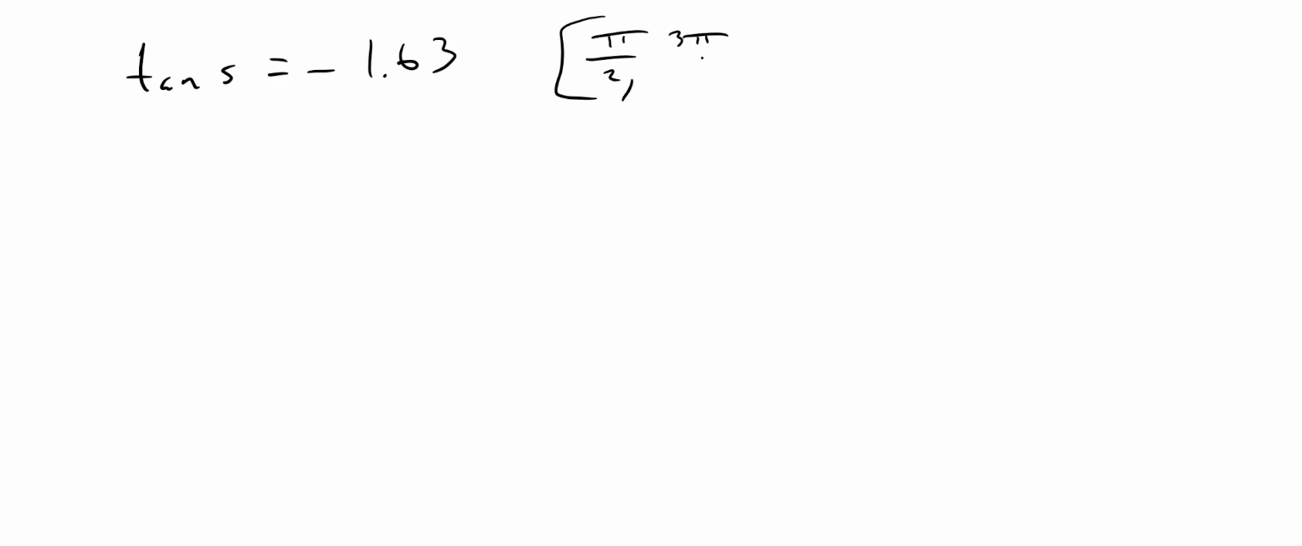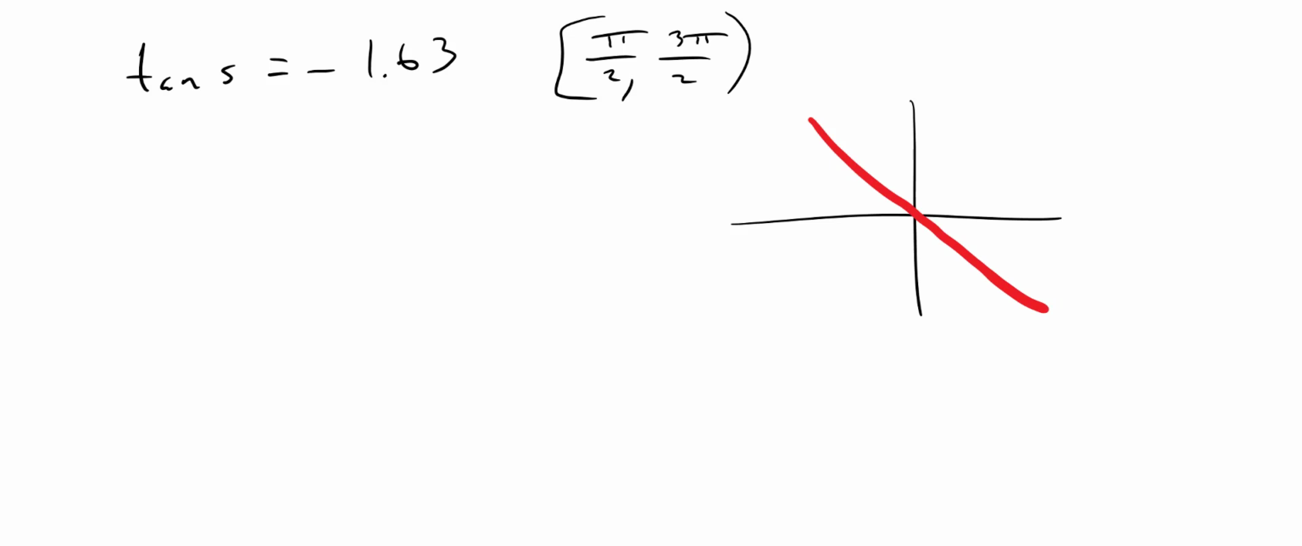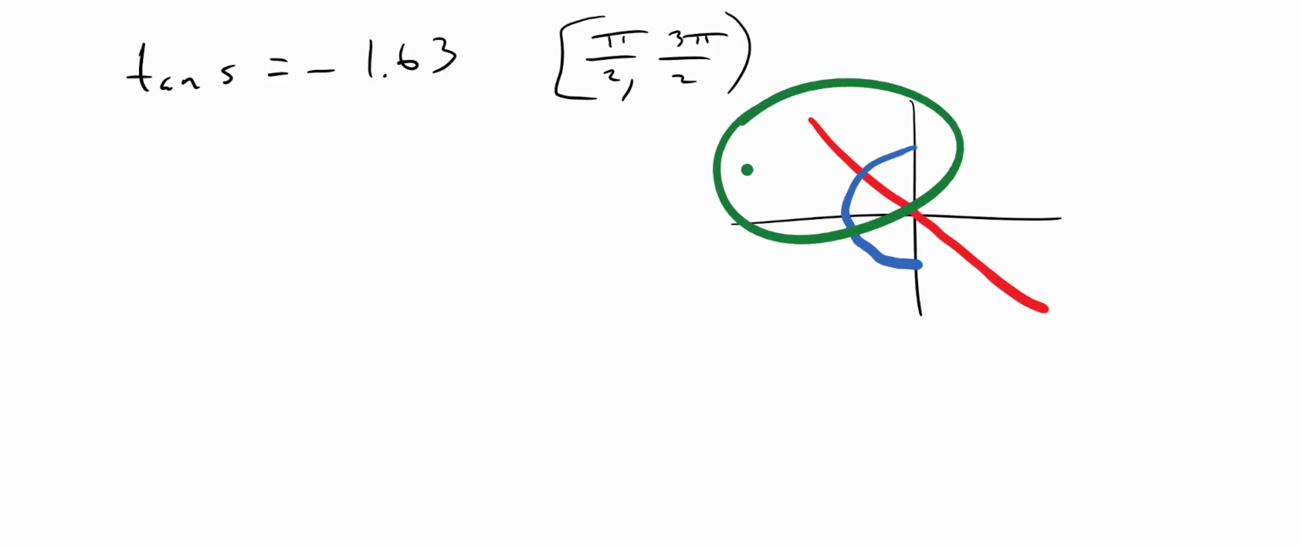Okay, so let's do another problem here. How about tangent of S is equal to negative 1.63, and the restriction is pi over 2 to 3 pi over 2. So what you're going to do is draw your picture. Where is tangent negative? Tangent is negative in these 2 quadrants. Okay, and then it says between pi over 2 and 3 pi over 2, so that means between these 2 quadrants. So your final answer, math fans, is going to be in that quadrant.